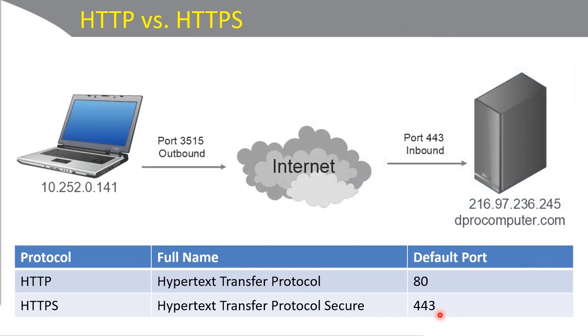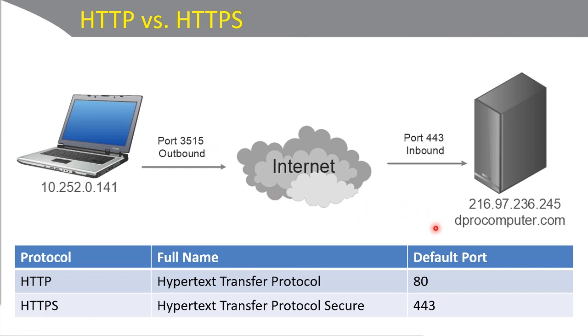Let's show an example of an HTTPS communication. The local computer on the left here has been given the IP address 10.252.0.141. This is a private internal address, and it's using port 3515 to go out to the internet and start a session with dprocomputer.com. For security purposes, this port number is dynamically assigned, and it's going to be different every time you connect to another web server. But it'll normally be somewhere in the thousands. It just so happens that the operating system picked 3515 in this case.